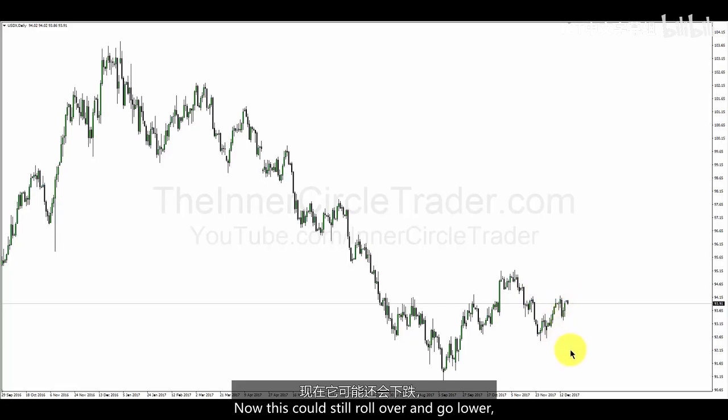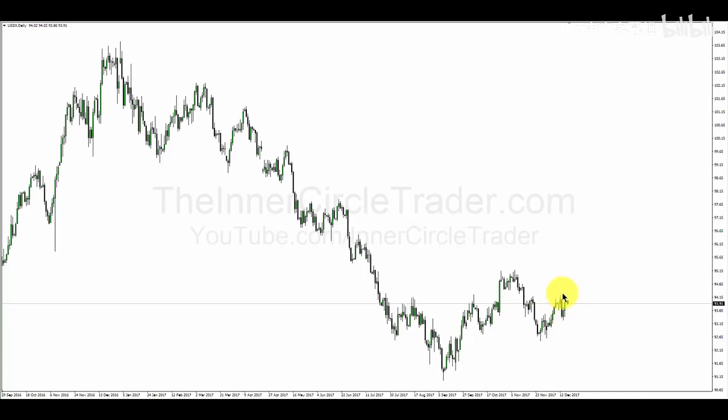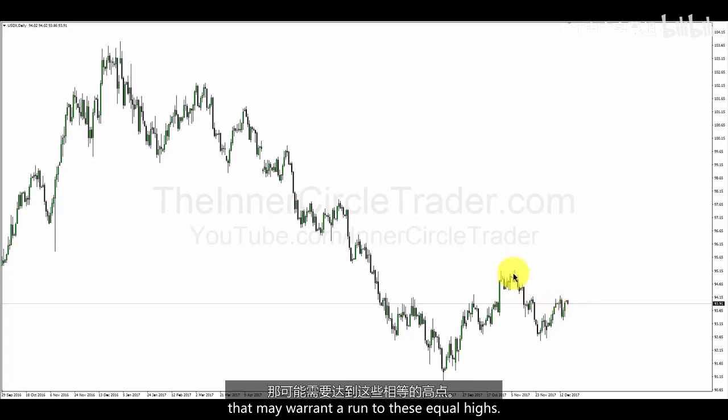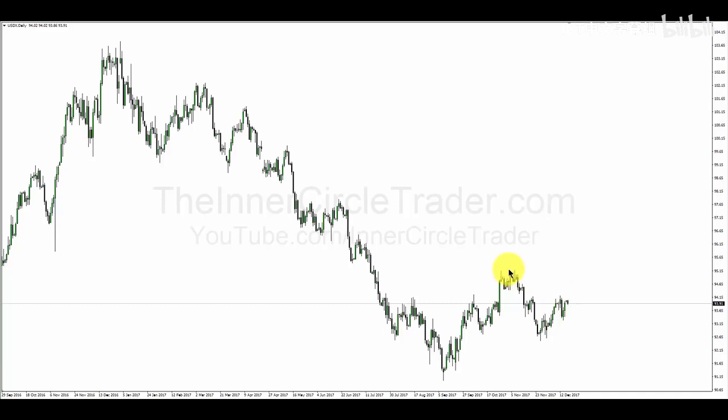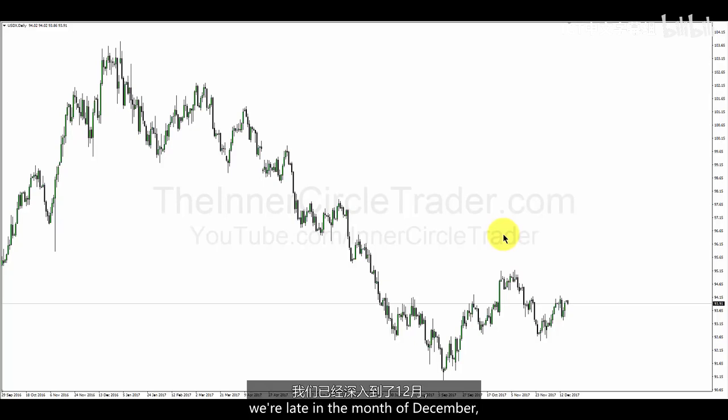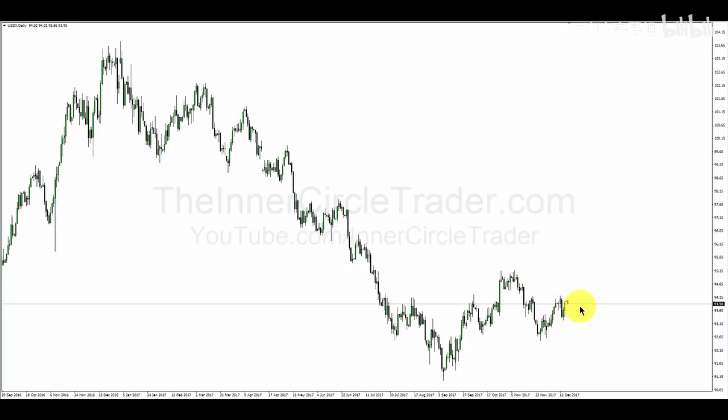Now this could still roll over and go lower, but right now we're at a crossroads where if we trade up above these equal highs, that may warrant a run to these equal highs. And if it does that, that may be a precursor to a run even higher. Or, because of the time of the year, we're at the end of 2017, late in the month of December, this thing could just go sideways between the high and the low defined here and just stay at equilibrium.